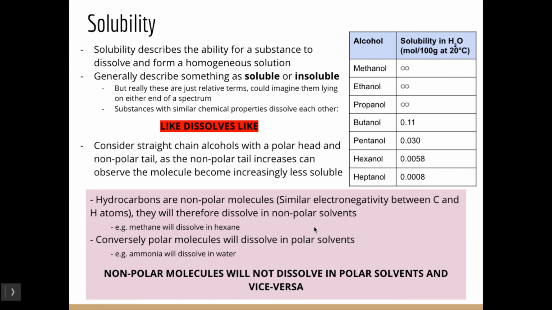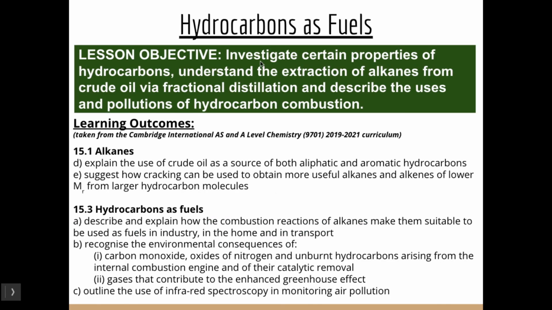So just a little bit on solubility there to wrap up today's lesson. What have we looked at? We've looked at explaining the use of crude oil as a source of both aliphatic and aromatic hydrocarbons. We've suggested how cracking can be used to obtain more useful alkanes and alkenes of lower molecular mass from hydrocarbon molecules. Described and explained how the combustion reactions of alkanes make them suitable to be used as fuels in industry, in the home and in transport. Recognized the environmental consequence of carbon monoxide, oxides of nitrogen, unburnt hydrocarbons arising from internal combustion engines and their catalytic removal, gases that contribute to the enhanced greenhouse effect, and we outlined the use of infrared spectroscopy in monitoring air pollution.